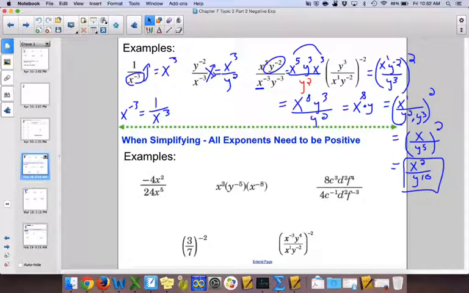Okay, so you have some examples on the bottom, and you have some practice problems in the U-tries on the next slide. I'd like you guys to try those.